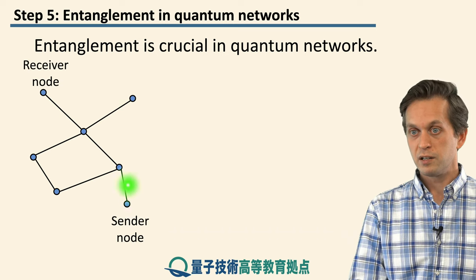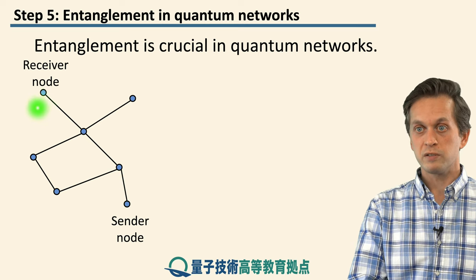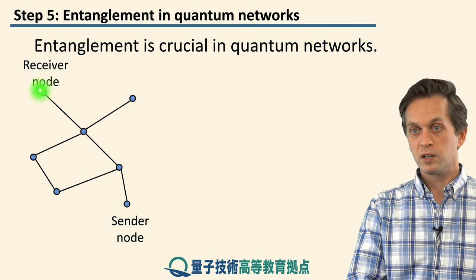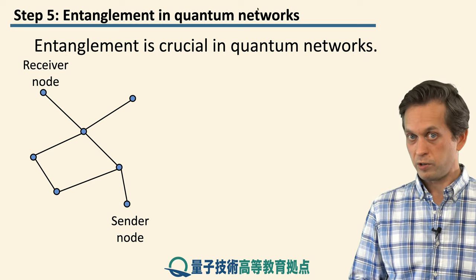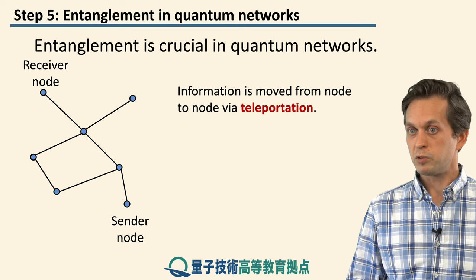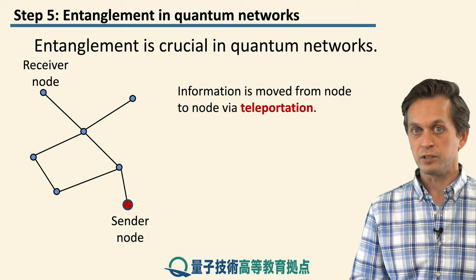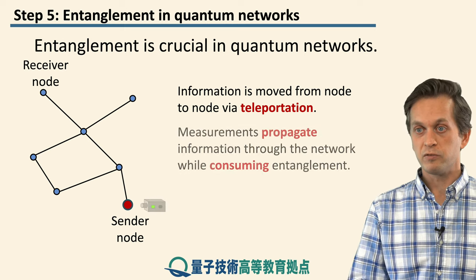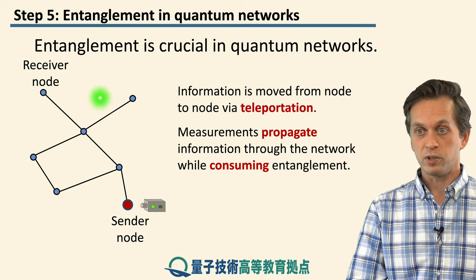Here is the sender that would like to send some quantum message to the receiver on the other end of the network. So one way of doing that is via teleportation. We're going to go into details of teleportation later. But for now, what you just have to remember is that teleportation uses measurements and entanglement to propagate the information from one physical place into a different one.